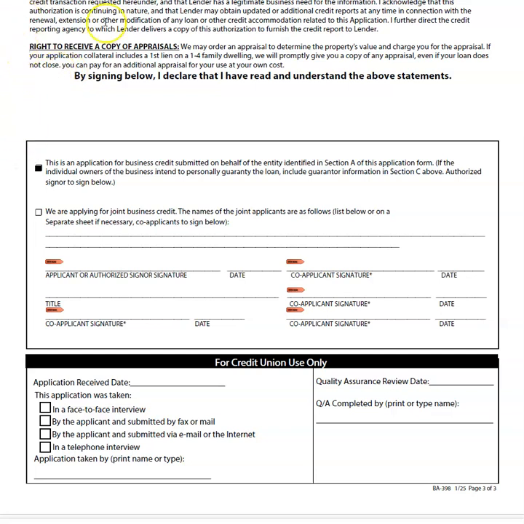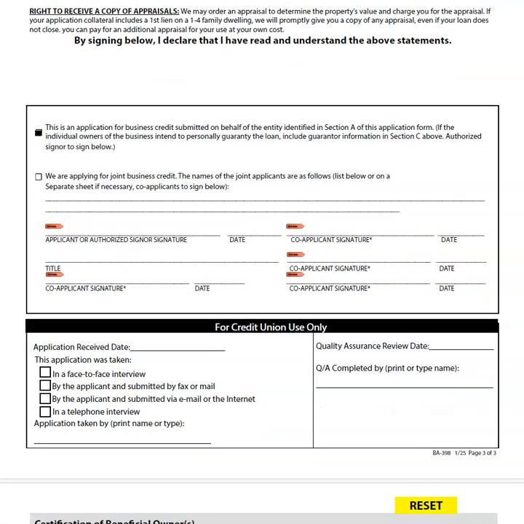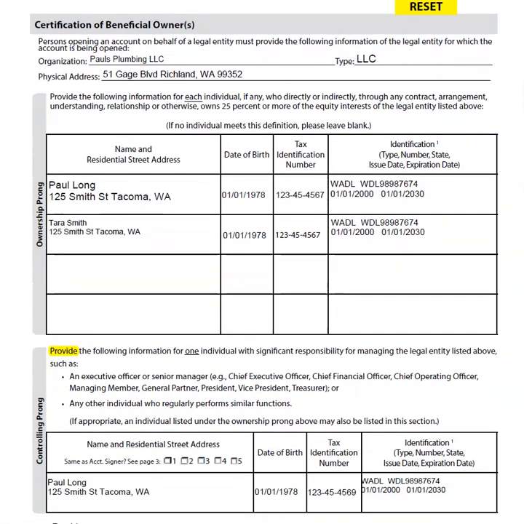Usually in this case where you have an entity that's borrowing money and that entity is owned by two individuals, you will select this option out of the two. And then you can either go ahead and click here and electronically sign, or you can print it off and sign based on this. Finally, last but not least, is the certificate of beneficial owners.